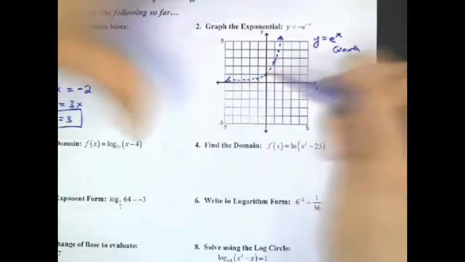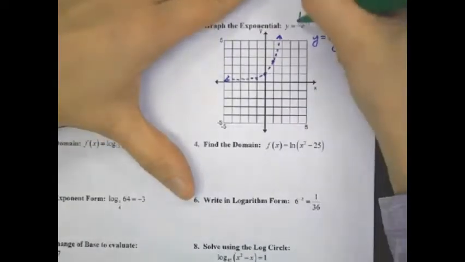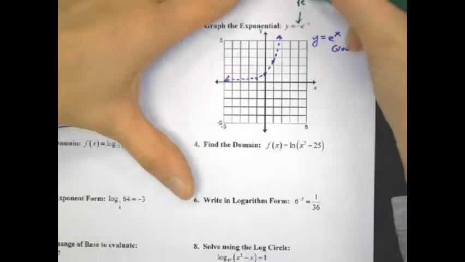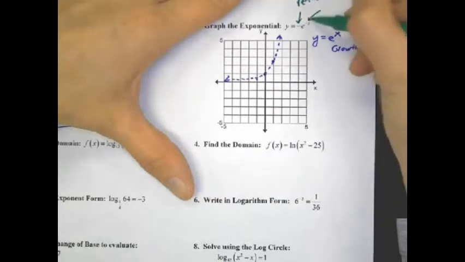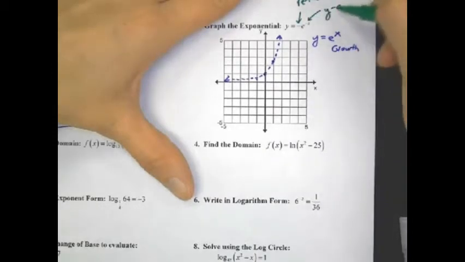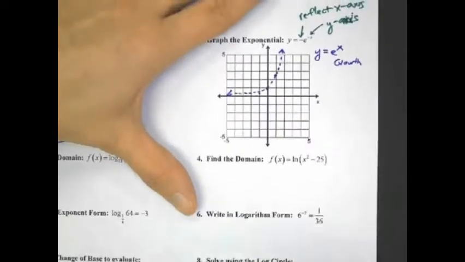It's a dotted one because that's not the actual graph. Now I was asked to do negative e to the negative x. Out in front, this is a reflection over the x-axis, and a negative here by the x is reflection over the y-axis. Oops, A-X-I-S. So I have to do a double reflection here.